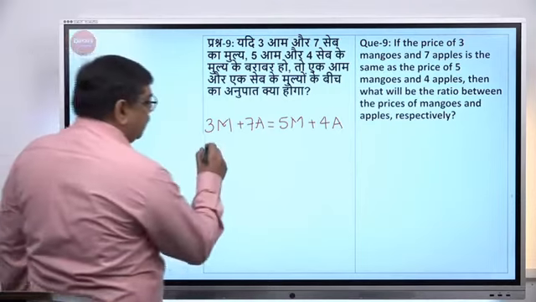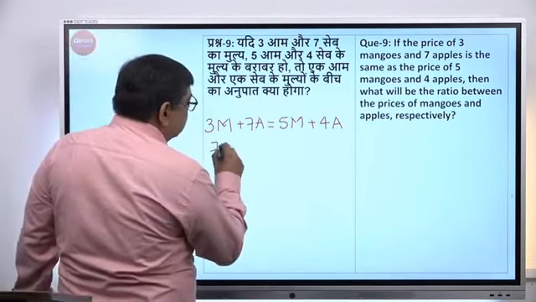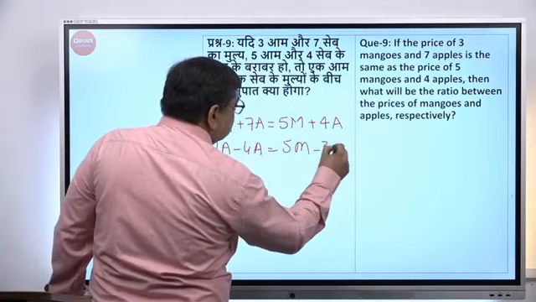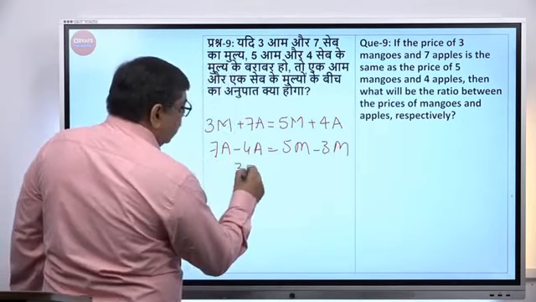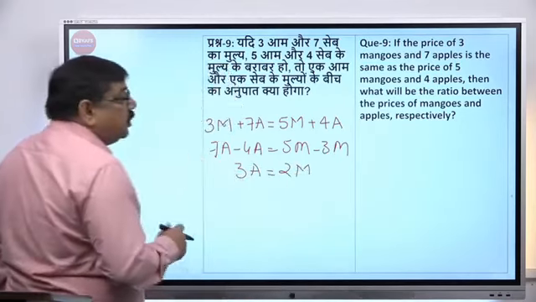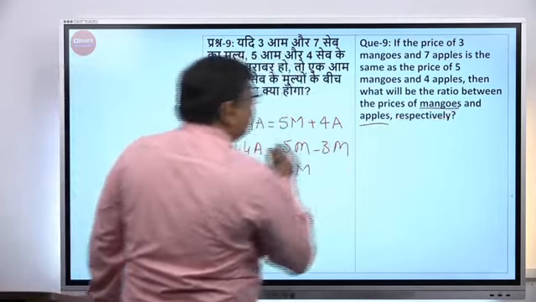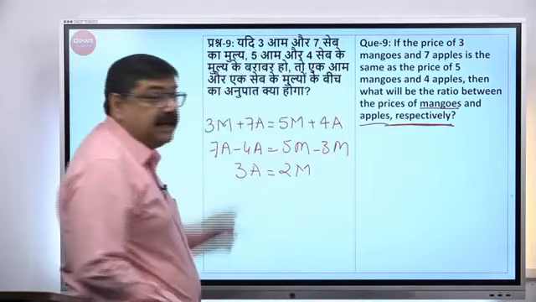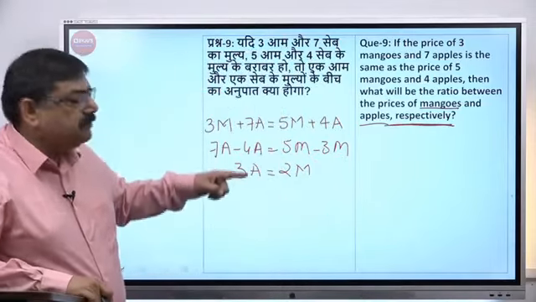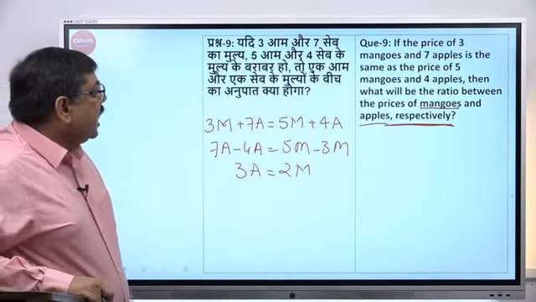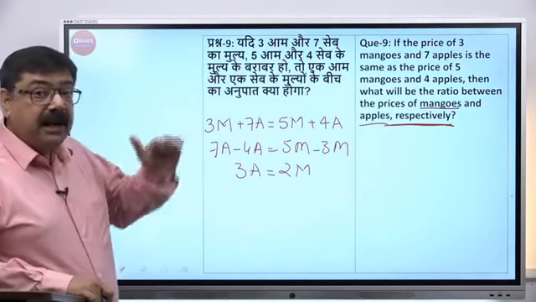कुछ भी नहीं करना है यहां पर आपने. ये 7 apples minus 4 apples is equal to 5 mangoes minus 3 mangoes. 3 apples is equal to 2 mangoes. Ratio between mango and apple, see it says respectively, that means in that order. So first mango, then apple. All right. तो आम और सेब इसी क्रम में आपने निकालना है.